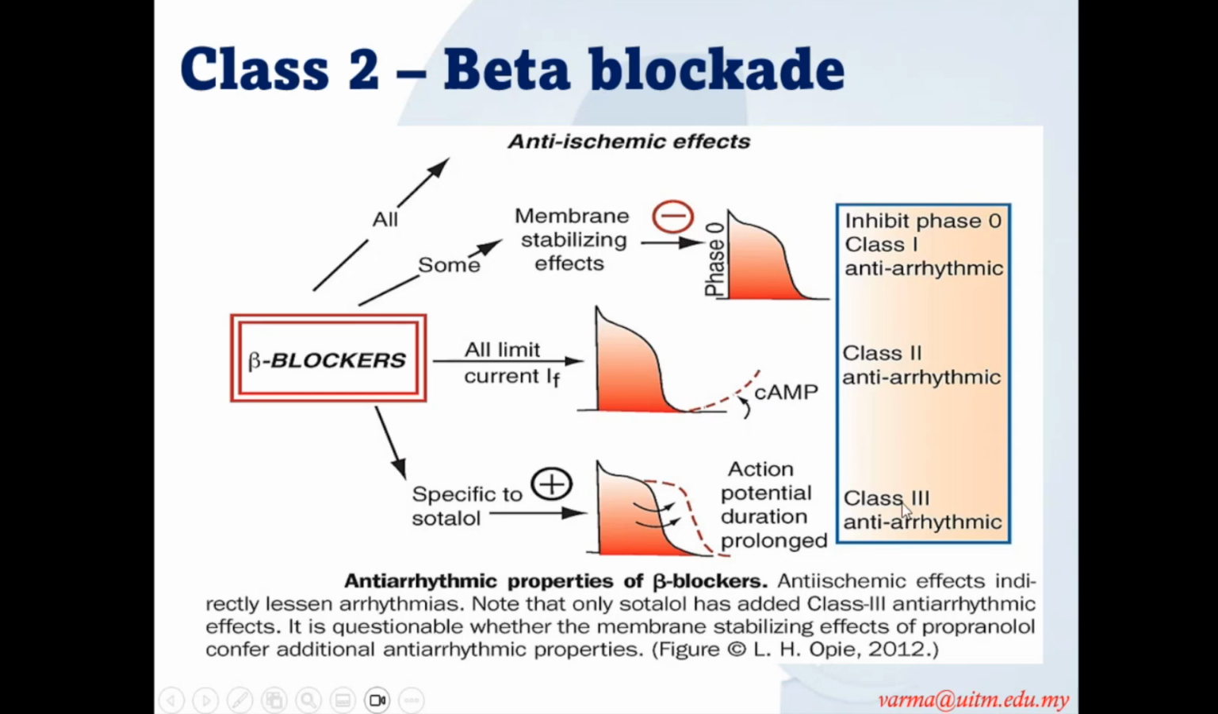They also have some class 3 antiarrhythmic action, especially sotalol. That's why sotalol, as I said, despite being labeled as class 3, a potassium channel blocker, is itself a beta blocker. So it has class 2 and class 3 antiarrhythmic property. The action potential duration is prolonged. Okay, this is how class 2 beta blockers work as antiarrhythmics.